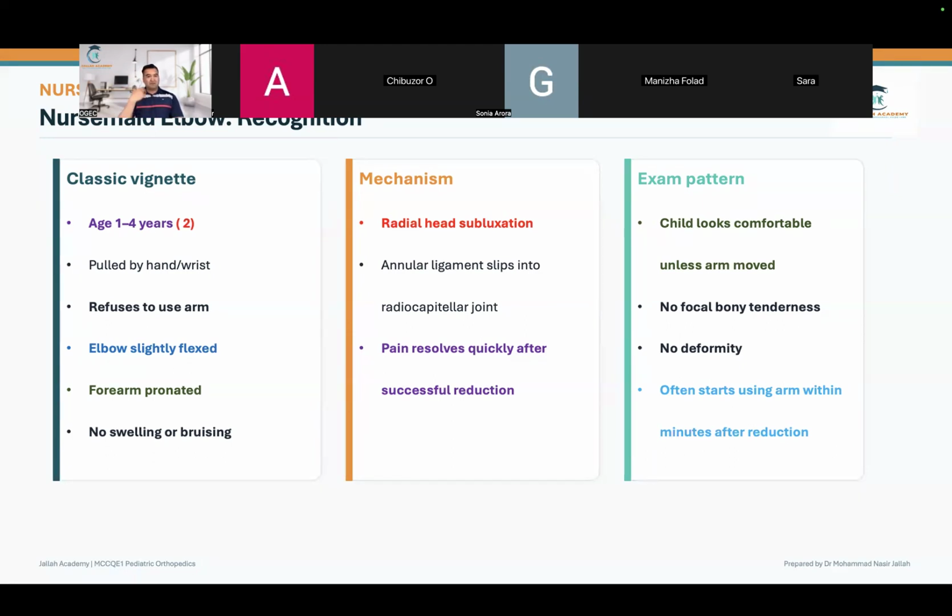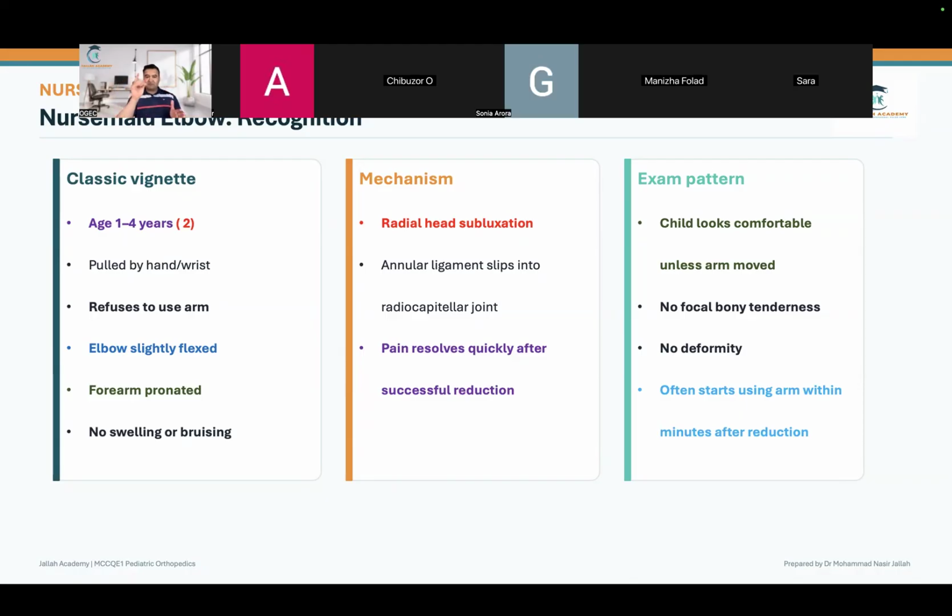Refuse to use the arm. The baby is refusing to use his arm. Elbow slightly flexed, not fully, slightly. And forearm is pronated, not supinated, pronated, and slightly flexed. No swelling or bruising. Mechanism: radial head subluxation. So they gave you a scenario about this, and they may mention the mechanism of this injury. You have to know that this is a radial head subluxation, and this would be one of the options in the multiple choice question. Go for this one, okay?